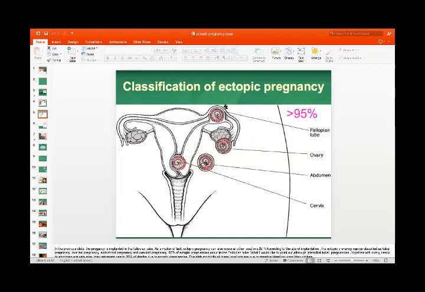So this is the classification of ectopic pregnancy. It may be a tubal pregnancy, which is in more than 95% of the cases. It may be an ovarian ectopic. It could be an abdominal ectopic pregnancy or in the cervical canal. So these are the four sites where this fertilized egg is implanted.